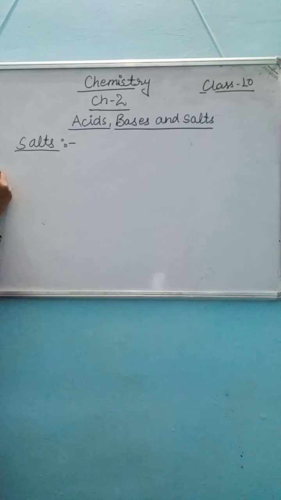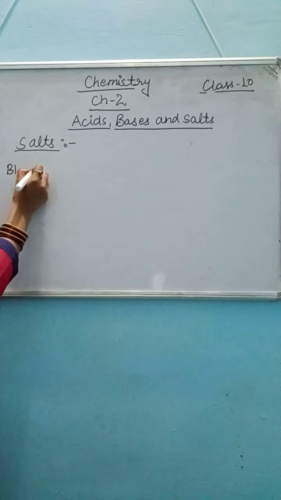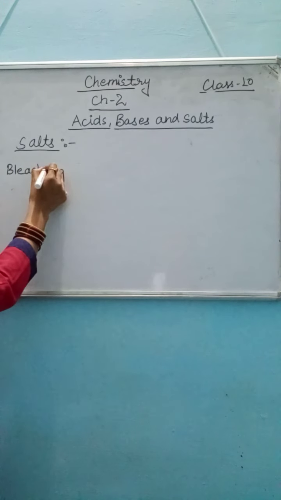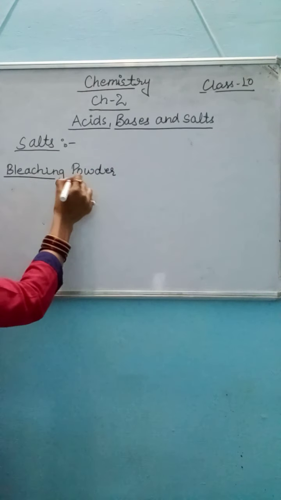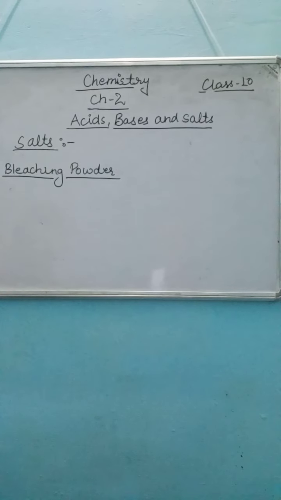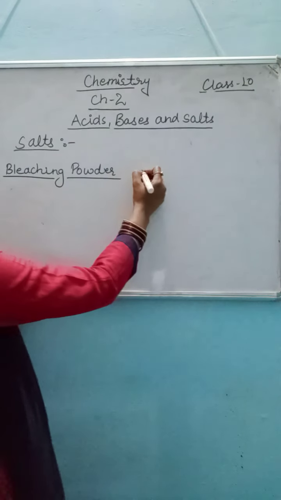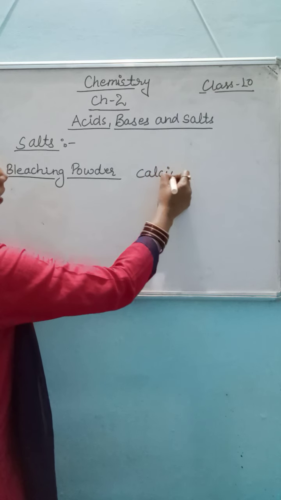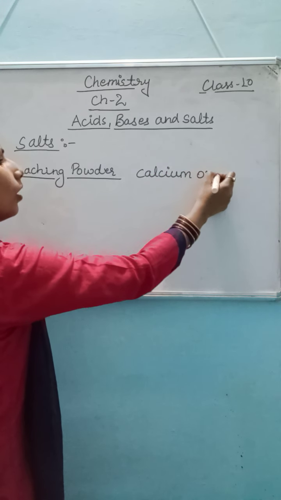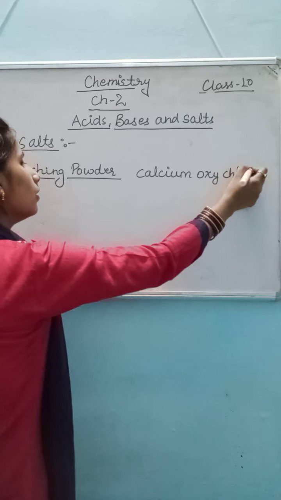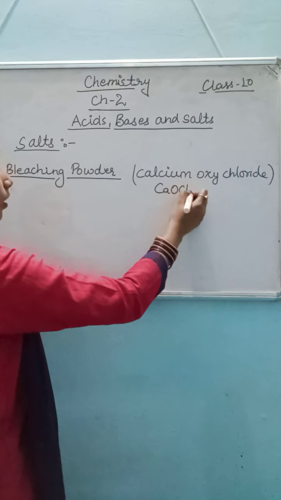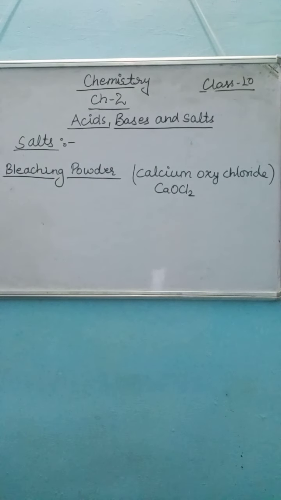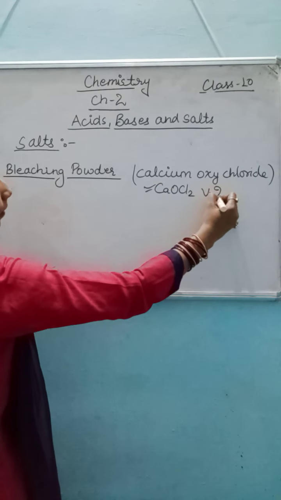Number 2 is bleaching powder. This is the common name, student, and the chemical name is calcium oxychloride, and the formula is CaOCl2. This is the chemical formula of bleaching powder, and this formula is very important.